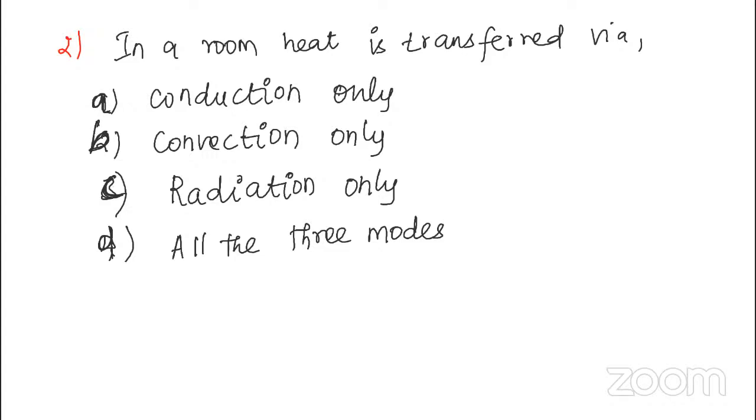Conduction needs a medium. Convection also needs a medium. Here, in the room, there is an air medium, so air particles are there. So radiation is possible, conduction is possible through the walls, and convection is also there. Which one is right?